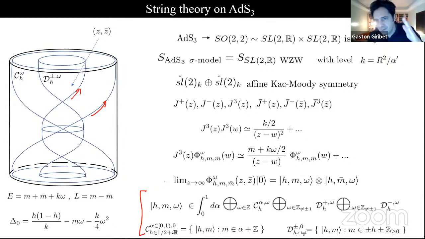So they correspond to continuous and discrete representations of SL2R respectively. So everything is very natural. Okay, any questions so far?